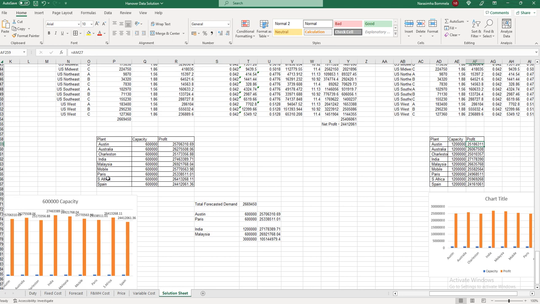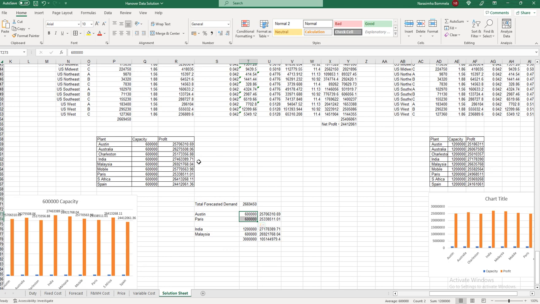Next, let us look at Paris. It is 2533 here, and here it is 249. So it is clearly evident that we cannot go with expanding manufacturing at Paris. It is not a good idea to increase manufacturing at Austin and Paris, so we continue with the same value of manufacturing. We manufacture 600,000 units at Austin and 600,000 units at Paris.